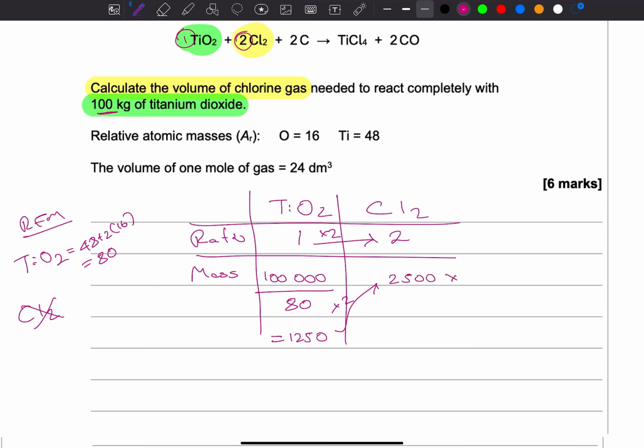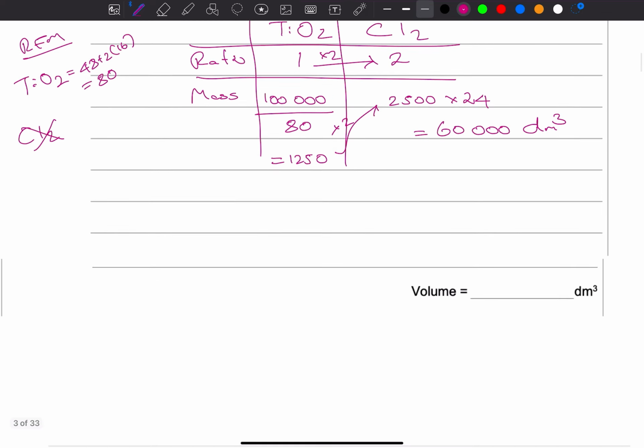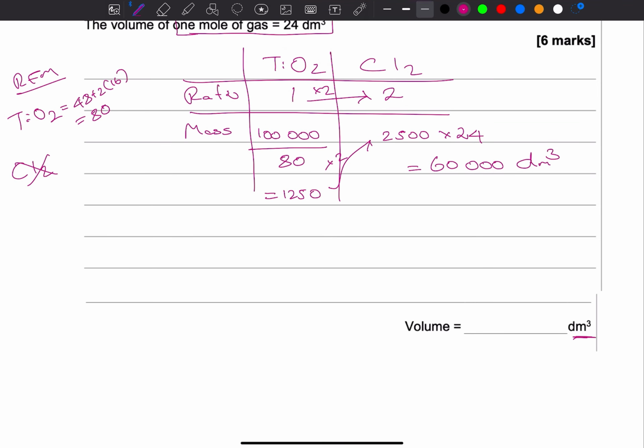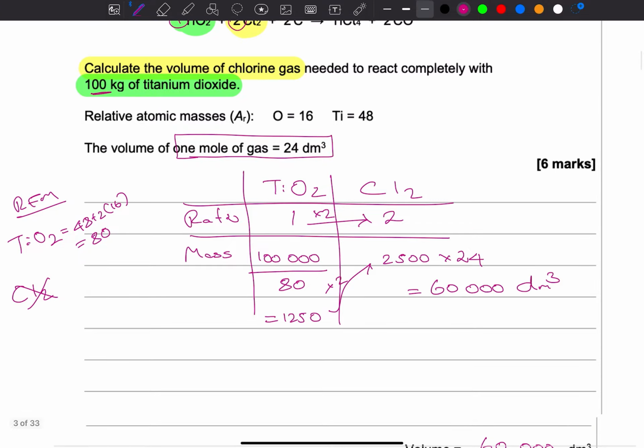Now, instead of multiplying by the relative formula mass here, which remember I said we don't need because we want the volume, they just clearly said 1 mole is 24 decimeter cube. Times it by 24. Okay? Which makes it 60,000 decimeter cube. Because what do they want the answer in? Look, decimeter cube. So it's 60,000 decimeter cube. If you want to go centimeter cube, remember, you have to times it by 1,000. Okay, times the decimeter cube by 1,000, then you will get a centimeter cube.